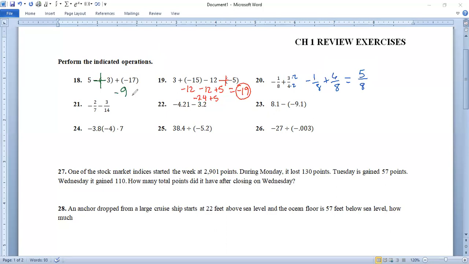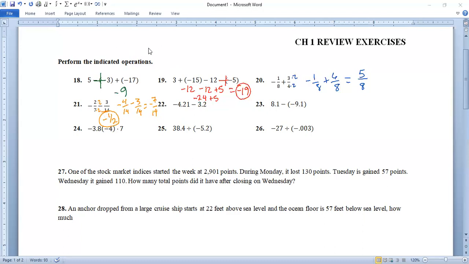Number 21. Negative 2/7 minus 3/14. Get a common denominator here. That's negative 4/14 minus 3/14. That's negative 4 minus 3. Those are both negative numbers, which means that's actually addition in the negative direction. That's a negative 7/14. So that simplifies to negative 1/2. Let's circle that one. Good.